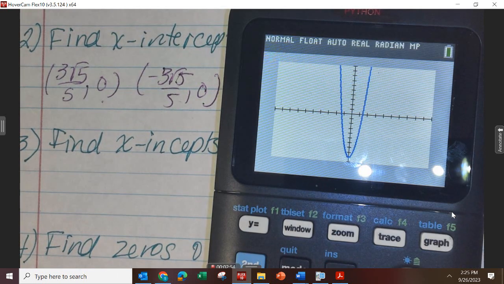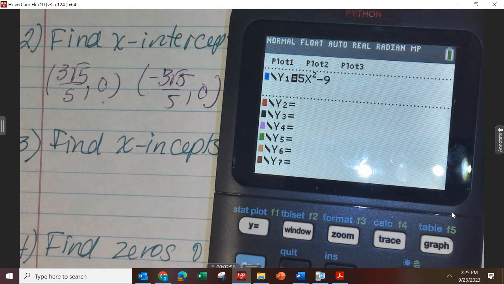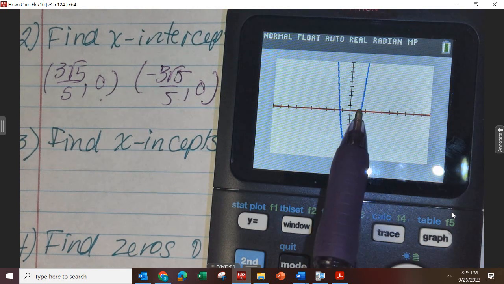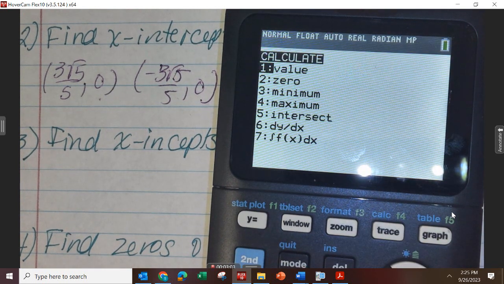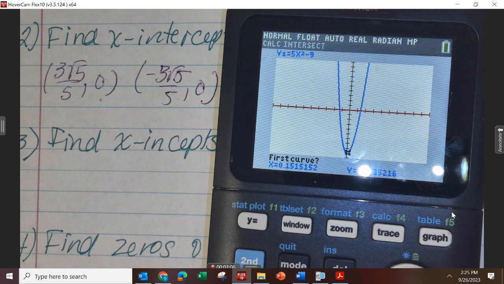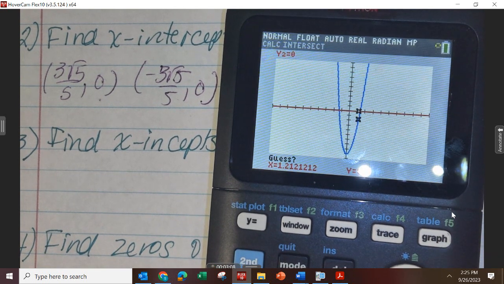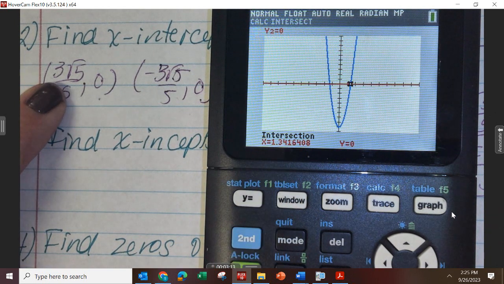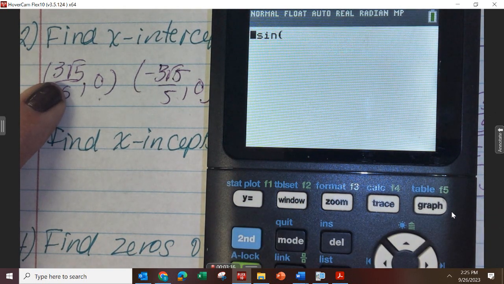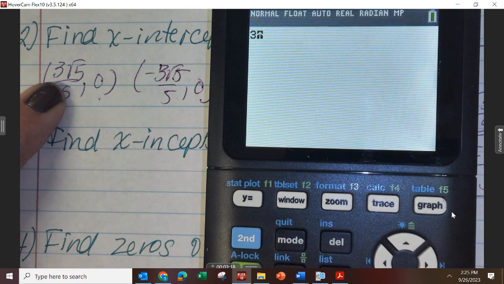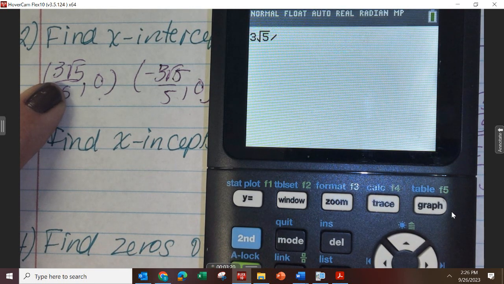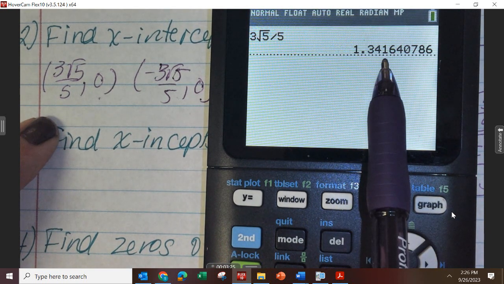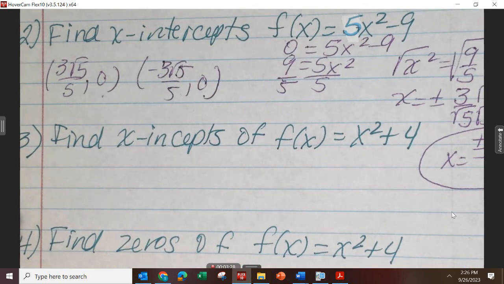There is a way you could check this too. It doesn't feel like there should be a way, but you can, because you can go to y equals 0 and you can put this in here. I'm just going to find this one here. I'm going to do second trace calculate, intersect. I'm going to get over there close to it, and I'm going to enter, enter, enter. And it tells me that it should be 1.34. Well, I'm going to see, is 1.34 the same thing as 3 radical 5 divided by 5? And it is. See how it's 1.3416, and that's the same thing I got? So that tells me that we're correct.